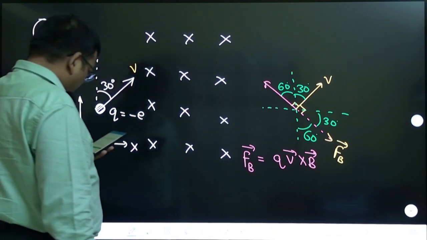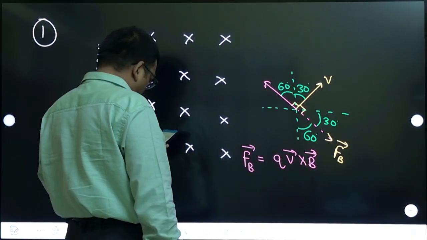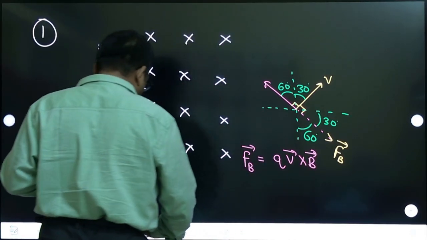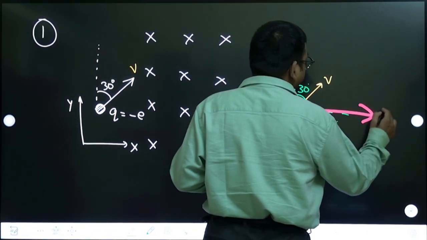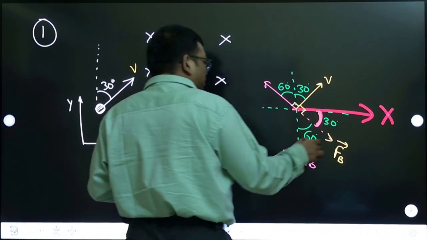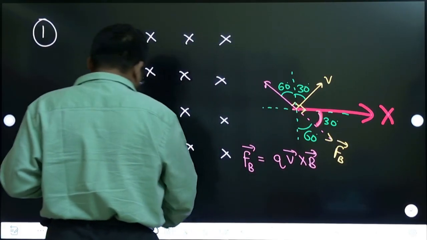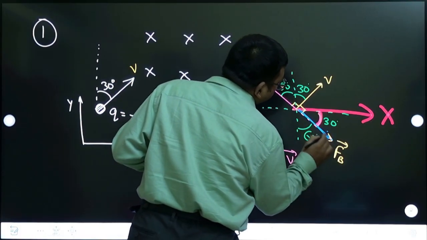So the magnetic force is at an angle of 30 degrees below the positive x-axis, right? That is the correct answer, because if you consider this as the x-axis, this angle of 30 degrees is below, and that's the direction of the force, right? You should be clear about that. This is the direction of the force.